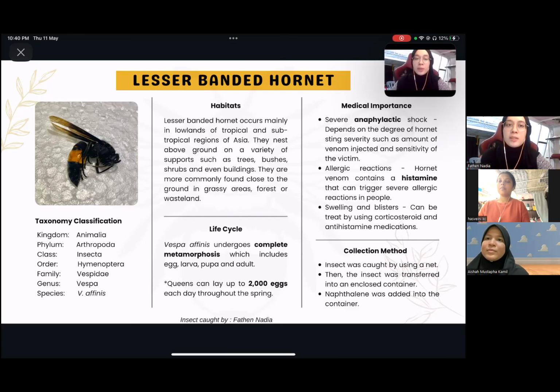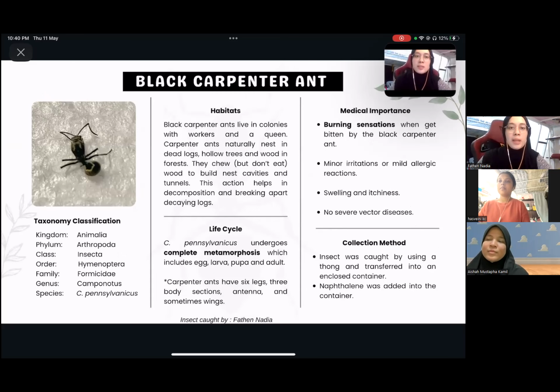Then the next insect is the black carpenter ant. For the black carpenter ant, the taxonomic classification shows that the species is Camponotus pennsylvanicus. As for habitat, it lives in colonies with workers and a queen. Carpenter ants naturally nest in deadwood, hollow trees, and wood in forests, and they chew wood to build nest cavities and tunnels. This action helps in decomposition and breaking apart decaying logs.